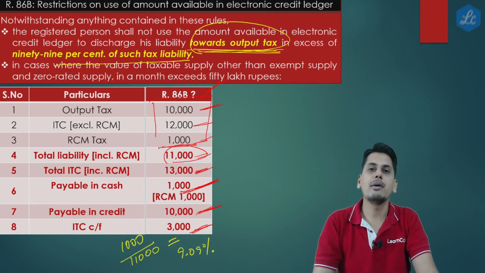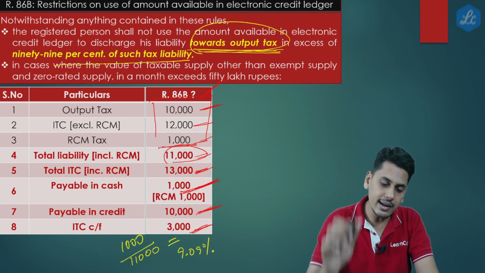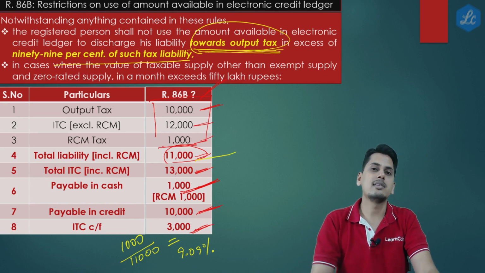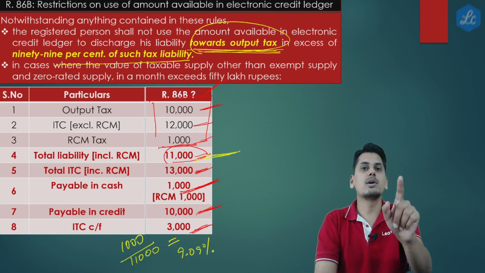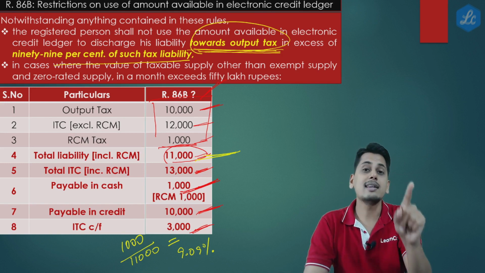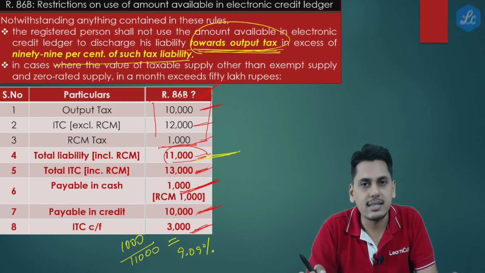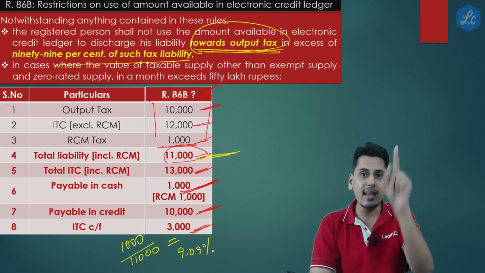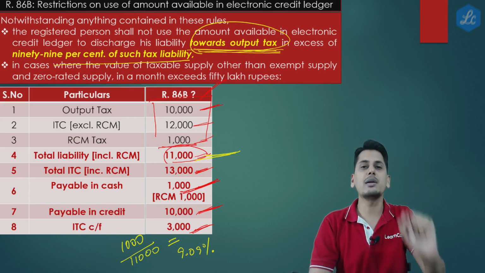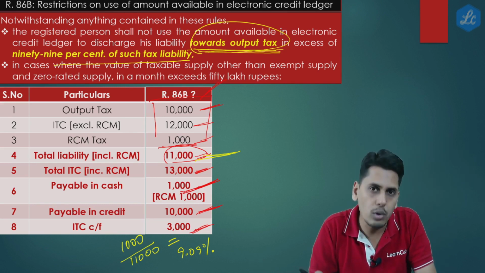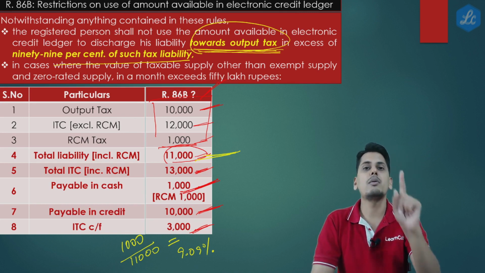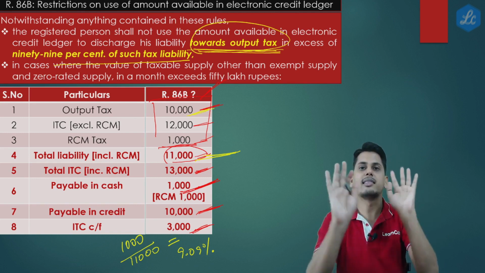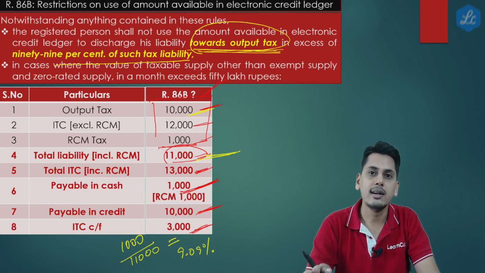Now friends, in this example, how much is the total liability? Total liability including RCM is 11,000. But how much is the output tax? Friends, please concentrate. Out of this 11,000, 1,000 is towards RCM, and as you all know, RCM liability is not an output tax liability. In fact, you are paying RCM taxes for the inward supplies which are being received. It is not at all an output tax. So therefore, step number 1, compute what is your output tax. Output tax is how much? Output tax is 10,000.